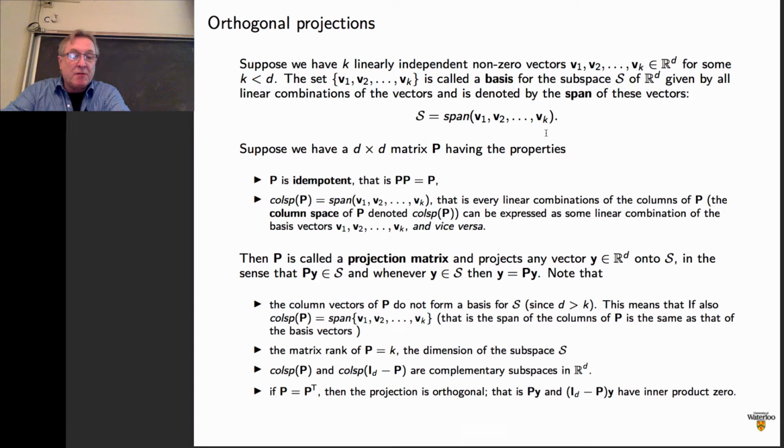So we can talk about the column space of P and the column space of I minus P. If P is idempotent, so is I minus P. I think you did that in assignment 1 or 2. And so these things are orthogonal. If P is an orthogonal projection matrix, these are orthogonal subspaces. And they're complementary. Any questions? All familiar? Okay, good.